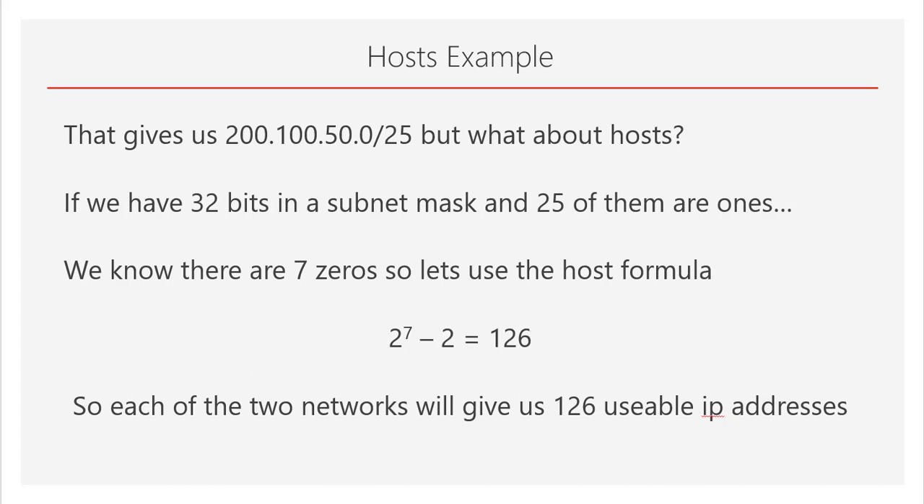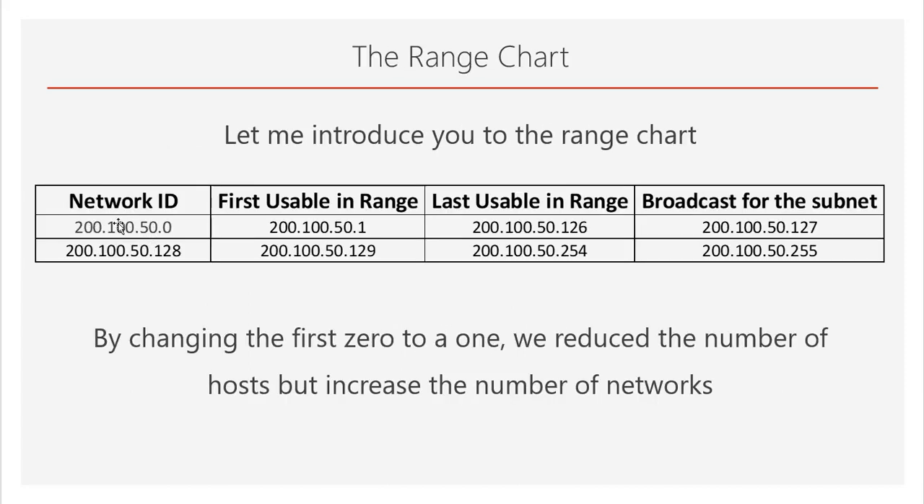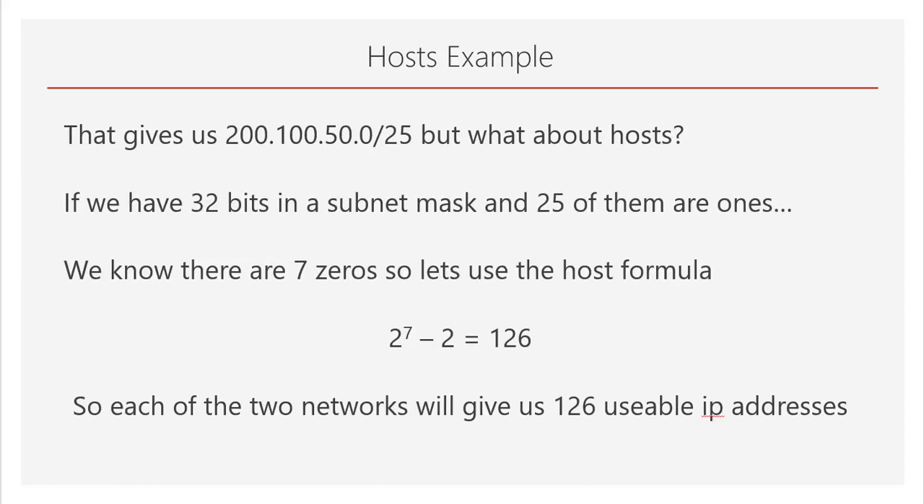Now, why do we minus 2? Well, we minus 2 because we're going to lose the address at the front and the address at the back. So one for the network ID and one for the broadcast. So that's why we subtract 2 to figure out the number of hosts. And if you do this math, we have 126 usable addresses. And if you remember from that range chart I just showed you, we had 126 usable addresses.